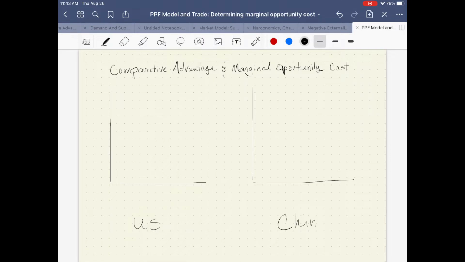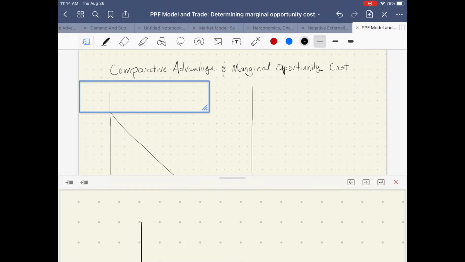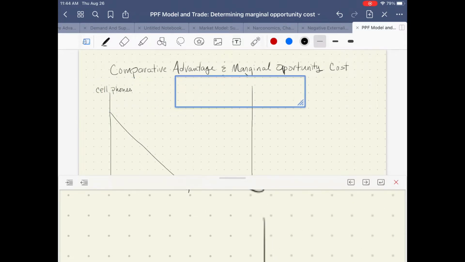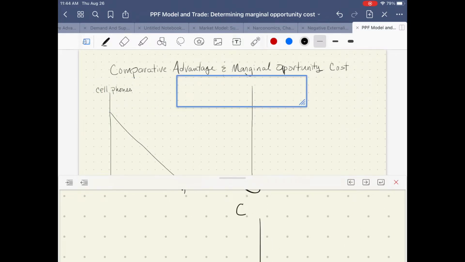So first, we'll identify two countries, the United States and China. And then we'll draw production possibilities frontiers, identify the products, and compare opportunity costs. So, as in the other video, we'll assume the two products made by the United States and China are cell phones, which we'll show on the y-axis.